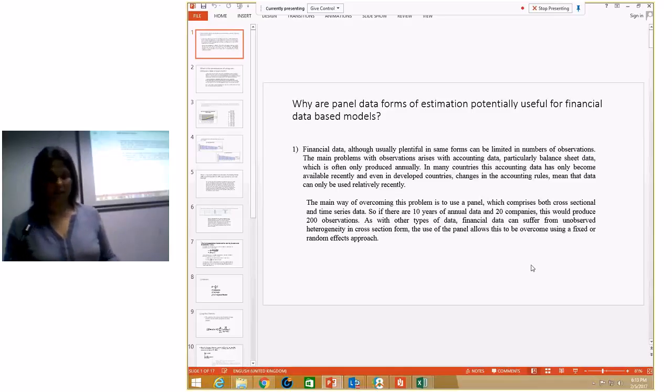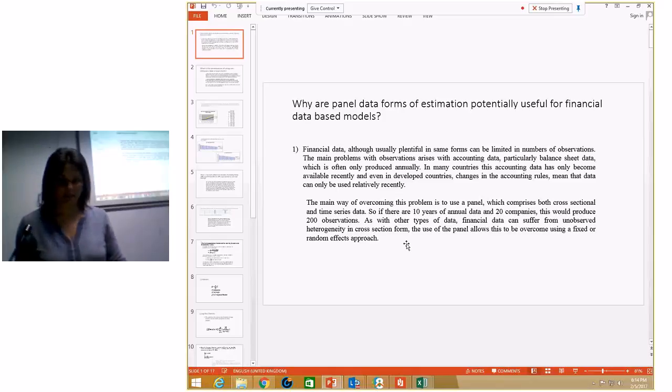The answer is: financial data, although usually plentiful in some forms, can be limited in the number of observations. The main problem with observations arises with accounting data, balance sheet data, which is often only produced annually. In many countries, this accounting data has only become available recently, and even in developed countries, changes in the accounting rules mean that data can only be used relatively recently. The main way of overcoming this problem is to use a panel which comprises both cross-sectional and time series data.